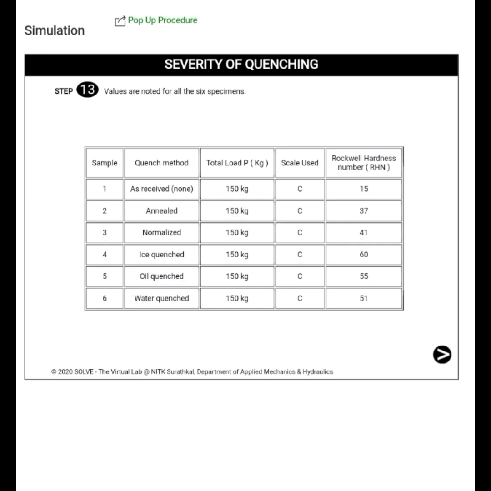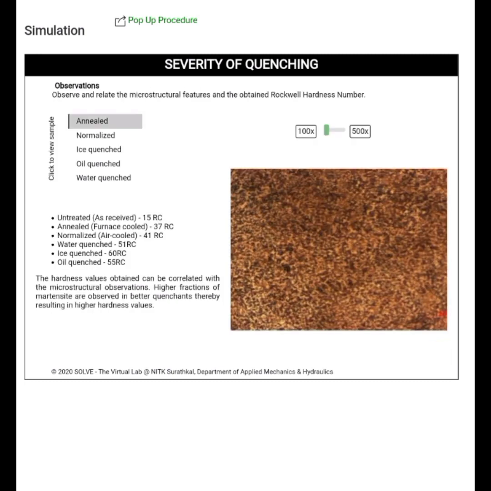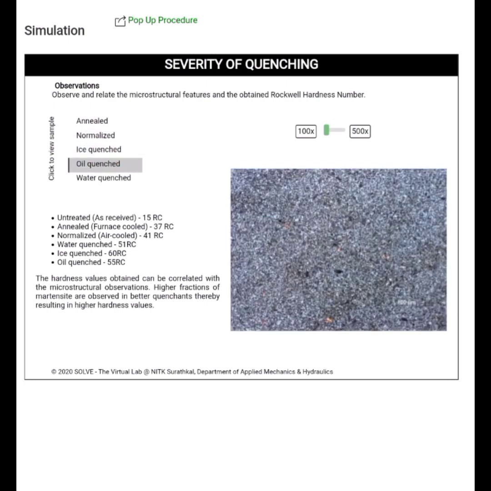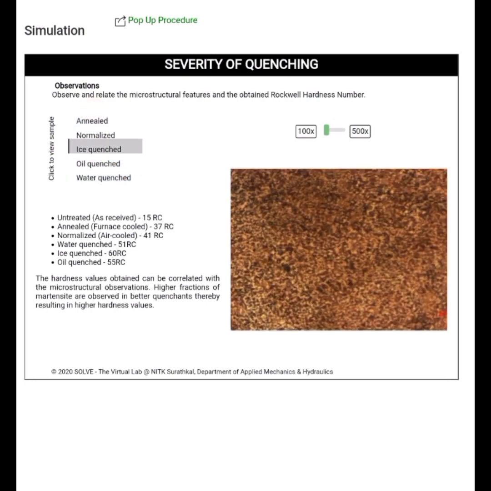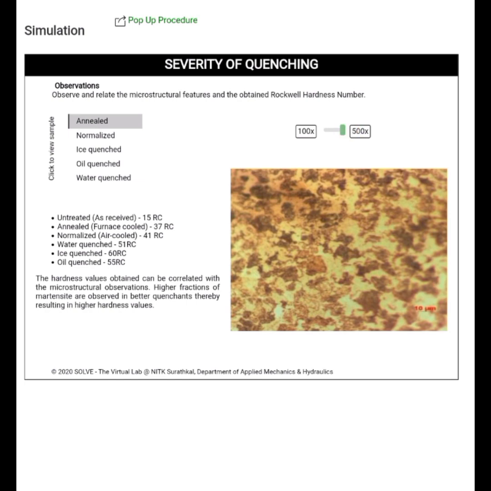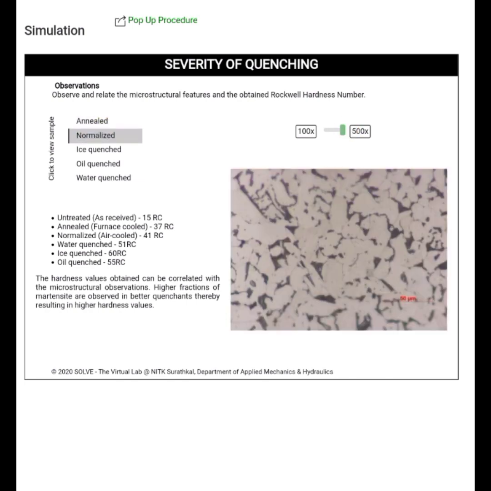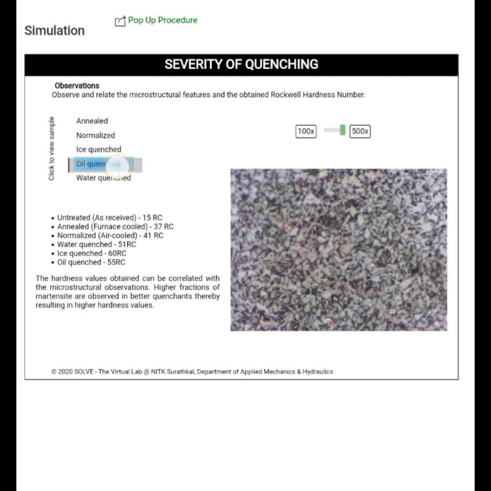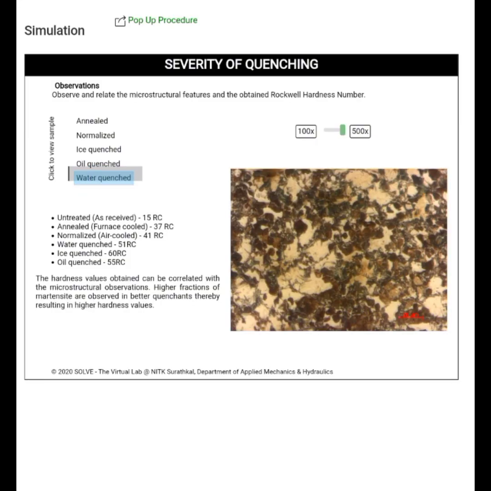These are the values you can see here. And the observation: we can observe the annealed, normalized, ice quenched, oil quenched, and water quenched samples. We can also zoom in 500 times so we can get a clear picture. From the observation, we know the hardness values obtained can be correlated with the microstructure observation. A higher fraction of martensite is observed in more severe quenching, resulting in higher hardness values.